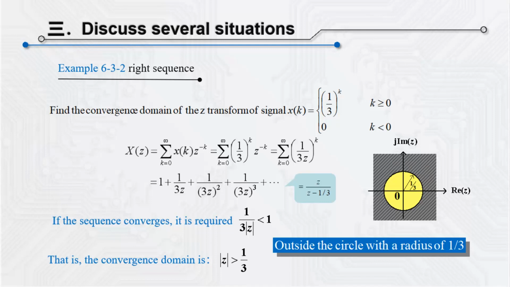You can see from this picture, for the right sequence, especially for this special causal sequence, the convergence domain is outside the circle, which is the gray area. It is the region outside a circle with a convergence radius of 1/3.